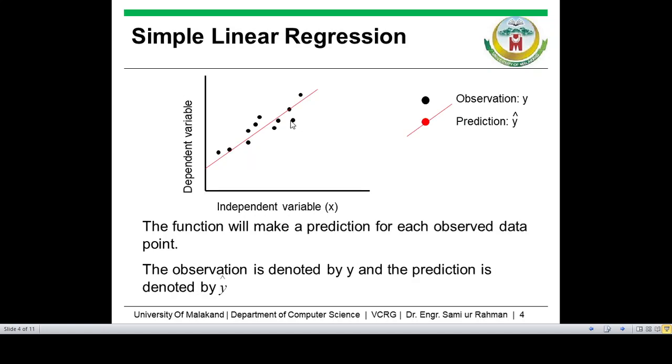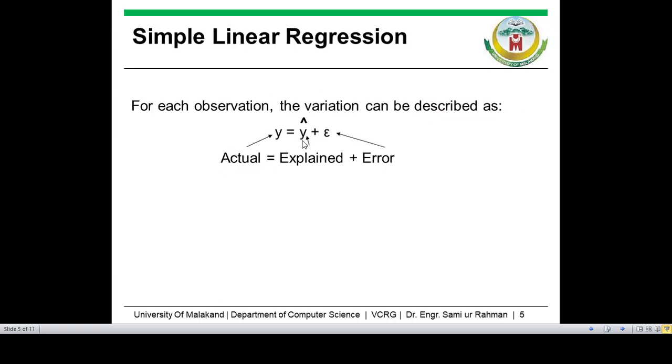Now let's say we have this point, so the model prediction will be here, and this distance is the error. So the actual observation will be the model prediction plus or minus the error. Here this is minus and here this is plus. Above the line it should be plus and below the line it should be minus. Okay, so for each observation the variation can be described as: this is the actual observation, this is the prediction, and this is the error.